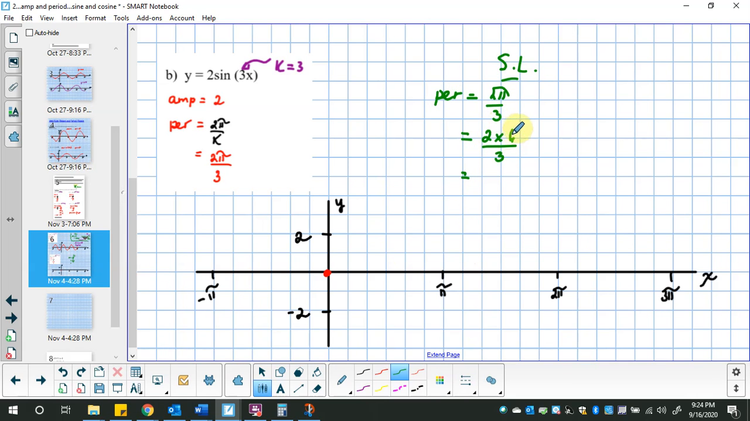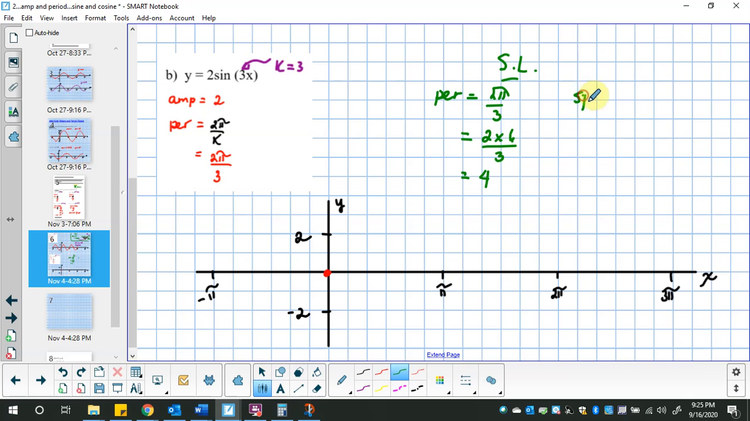So 2 times 6 is 12. 12 divided by 3 is 4. So my period is 4 boxes. So what that means is that my curve is going to get smushed into 4 boxes worth of space. Smushed is not a mathematical term.